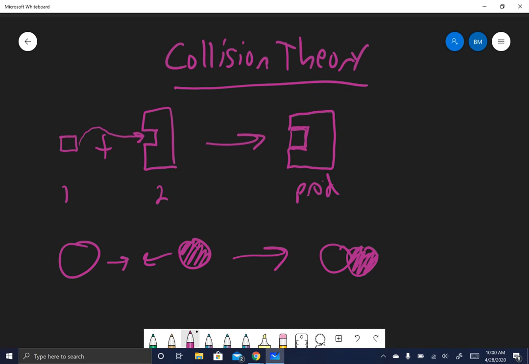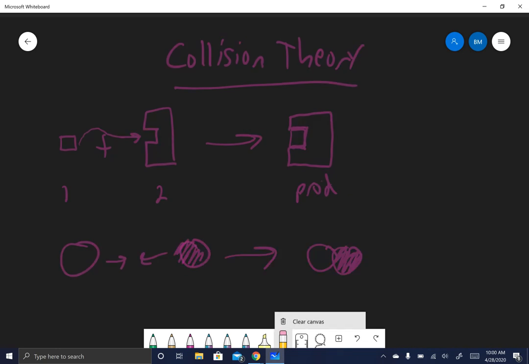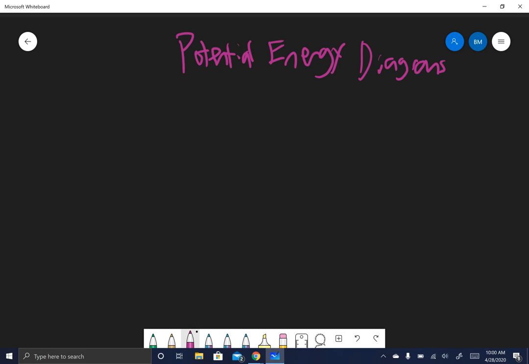So now there's more to it. There's these things called potential energy diagrams. Sorry, that's supposed to be an M. Sorry, I'm extremely messy today. So what is a potential energy diagram?